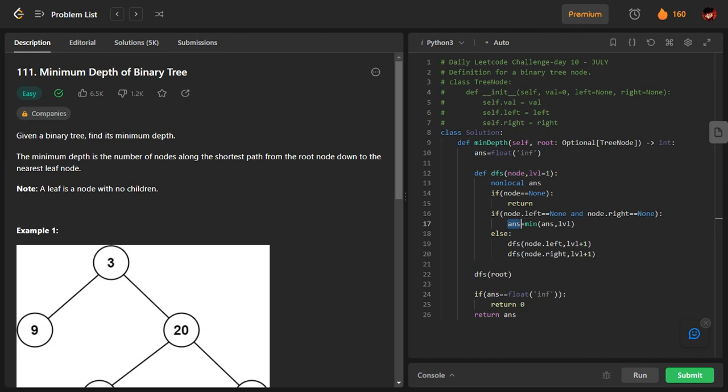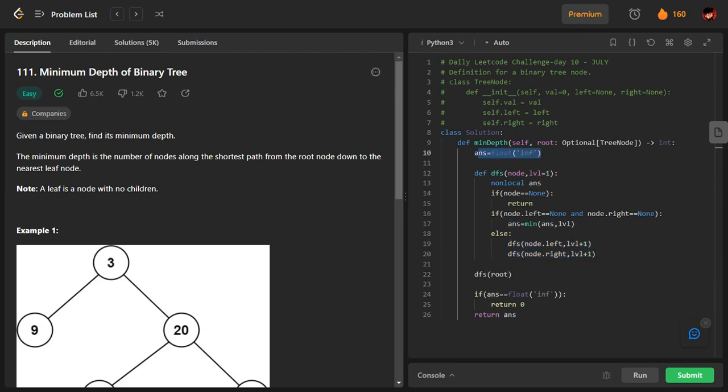Okay, if it's not a leaf node, what I have to do is simply go down further. If it's not a leaf node, then that means it is a node in between the root and leaf, so we can explore further. That's what we're doing here. We're expanding further.